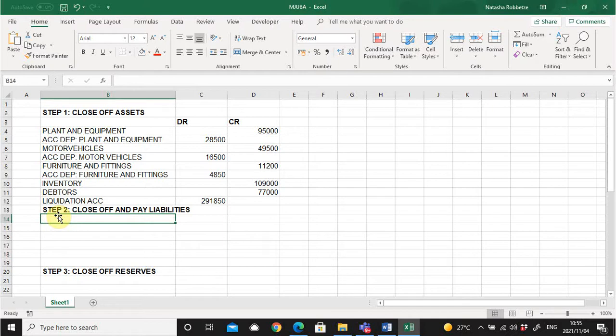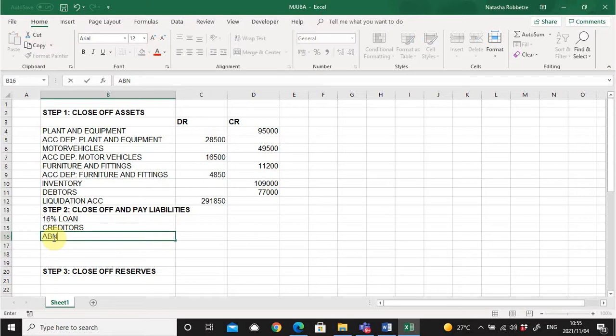Right. Step 2 is we have to close off and pay our liabilities, also the payment where applicable. So I know we have a 16% loan, and we have some creditors. Then we need our bank account, because amounts need to be paid out of the bank account, and then it will again be the liquidation account, which we use to balance this out.